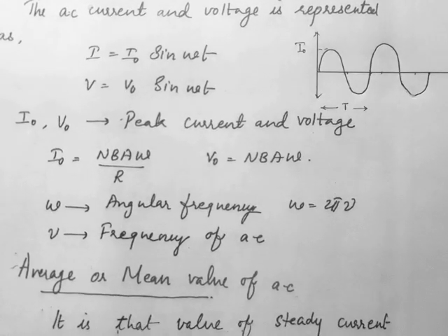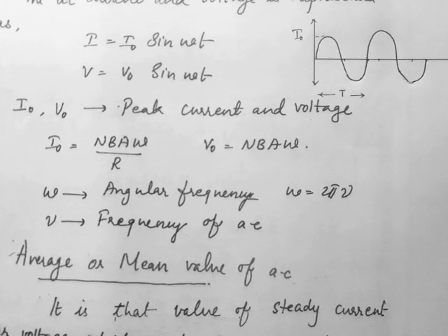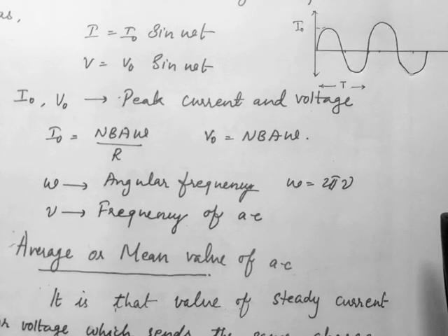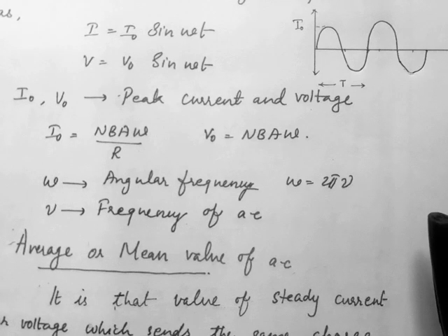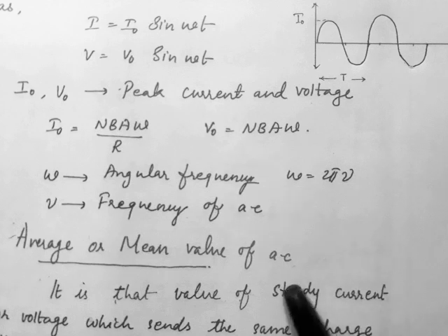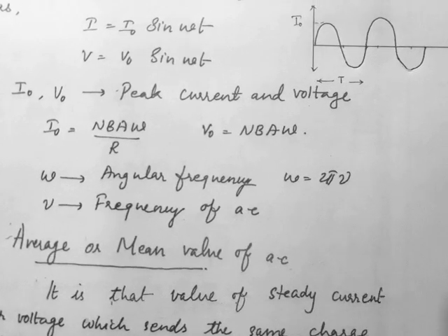So the EMF here we are taking as the voltage, so V equal to V0 sin omega t. So you know that the value of omega is the angular frequency, which is 2 pi nu, where nu is the frequency of AC. In India we are using AC with the frequency 50 Hertz. Now the value of current and voltage in AC is dependent on the time. So at different time it is a different value, and there is a peak value also, there is a maximum value also.